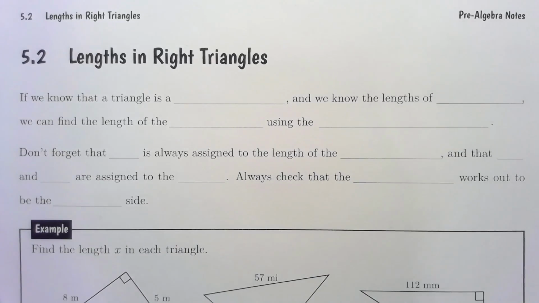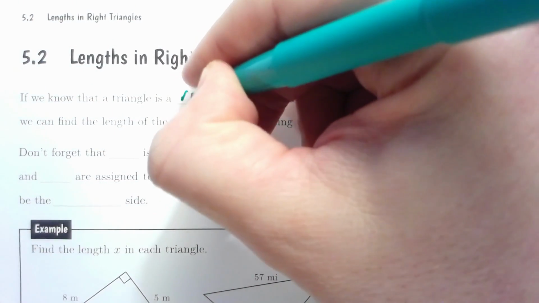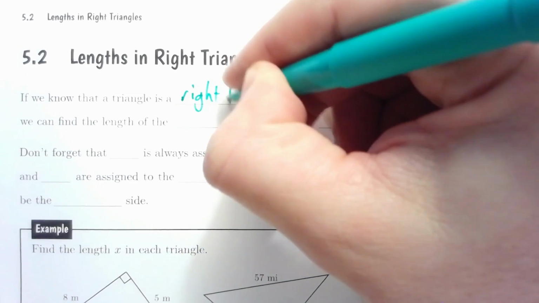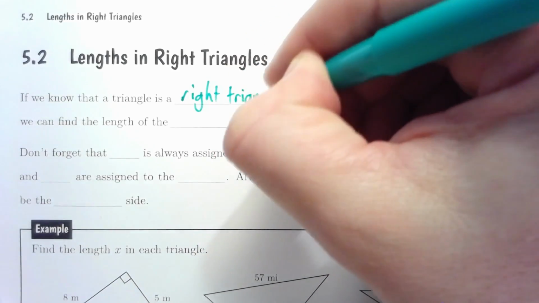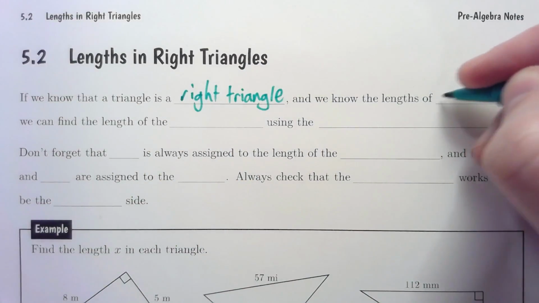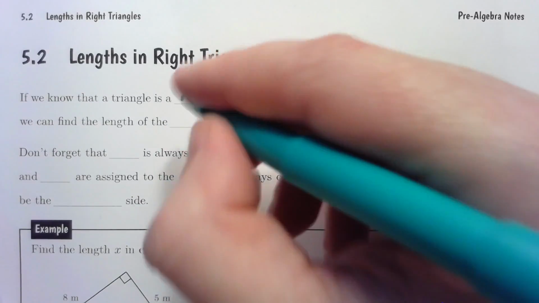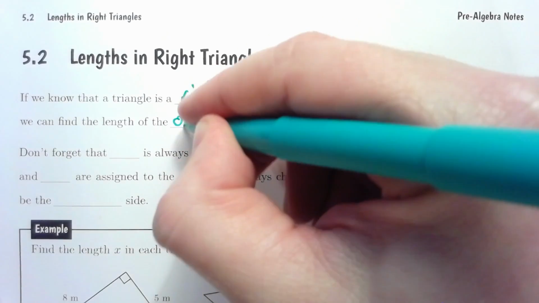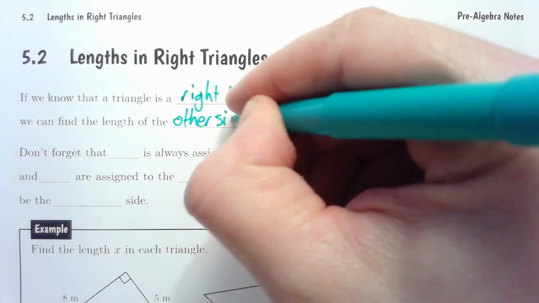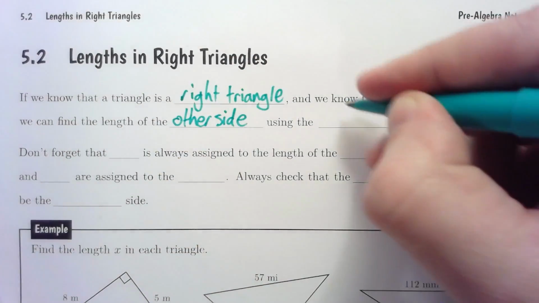If we know that a triangle is a right triangle, and we know the lengths of two sides, we can find the length of the other side using the Pythagorean theorem.